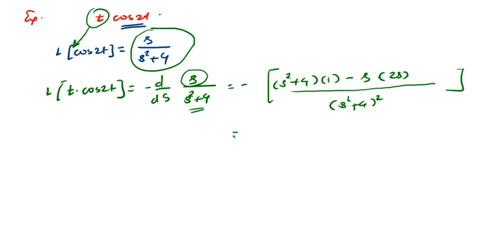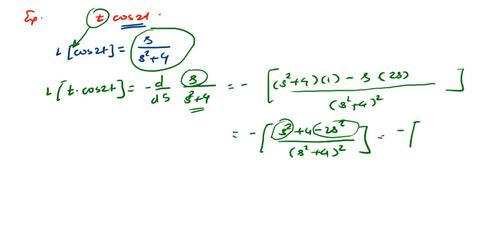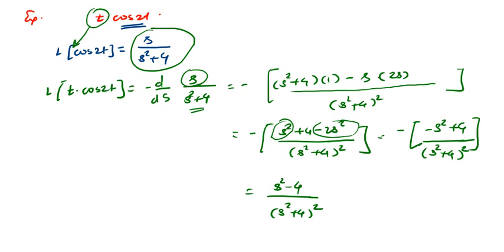Simplify this: it will be s square plus 4 minus 2s square upon s square plus 4 whole square. Then s square minus 2s square remains minus s square plus 4 upon s square plus 4 whole square. Apply the minus sign, so this will be s square minus 4 upon s square plus 4 whole square. So this will be the answer.